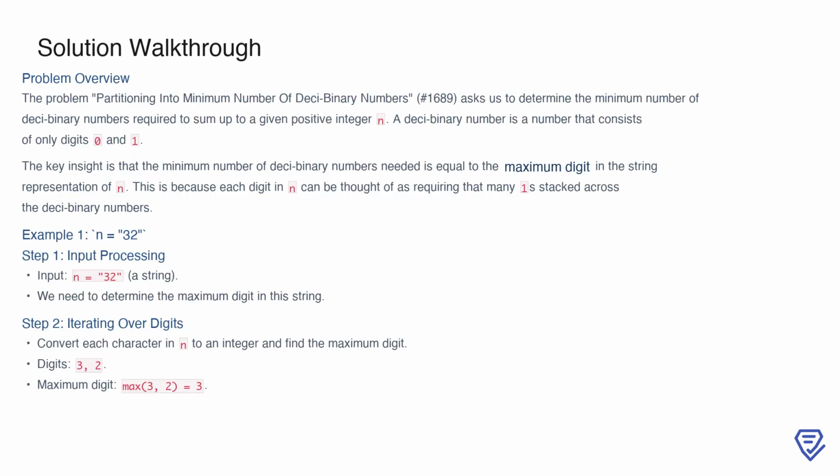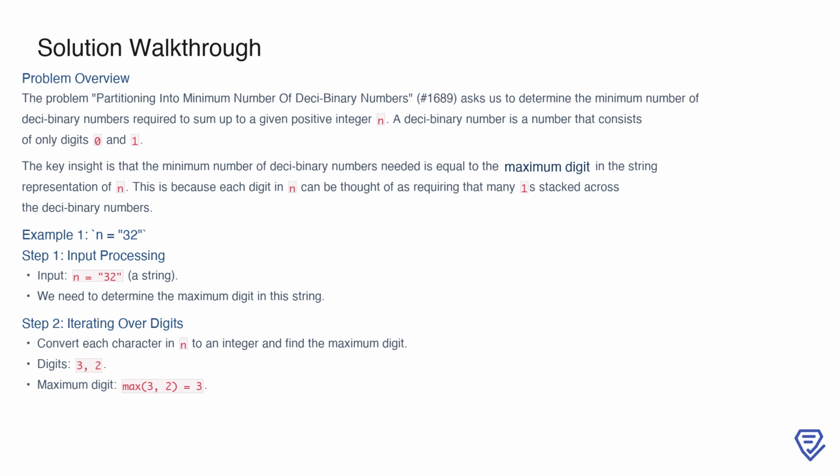This problem challenges us to find the minimum number of Deci-Binary numbers needed to sum up to a given positive integer n. A Deci-Binary number is a number made up of only the digits 0 and 1. The key insight here is that the number of Deci-Binary numbers required is equal to the largest digit in n. This is because each digit in n contributes that many 1s to the sum, distributed across the Deci-Binary numbers.